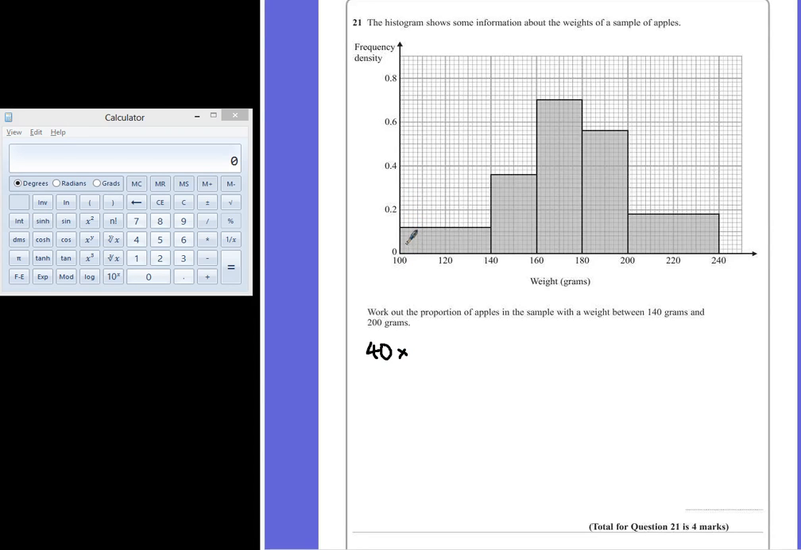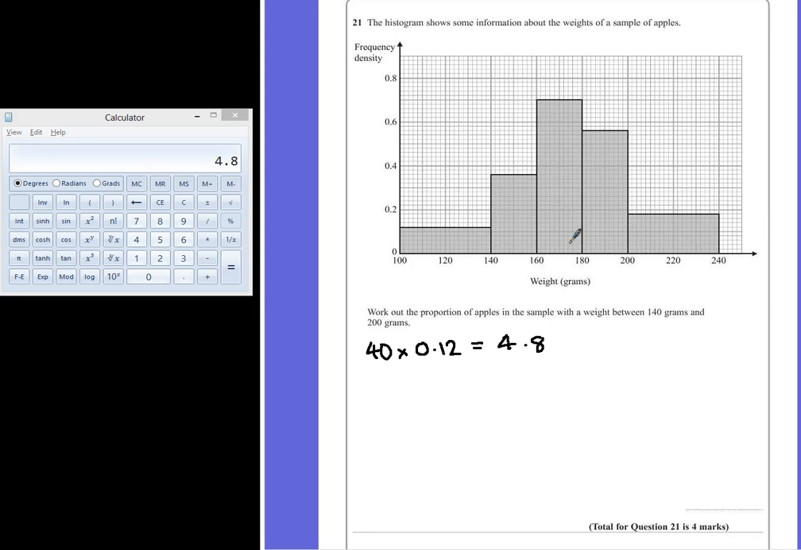Now the frequency density here goes up to 0.12, giving us a frequency for that block of 40 multiplied by 0.12, which is 4.8. And we're going to do this for the remaining blocks.